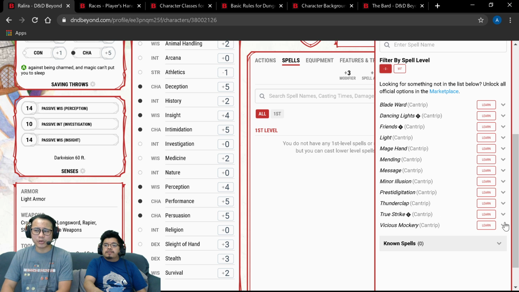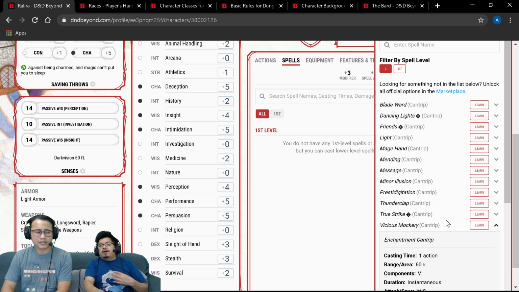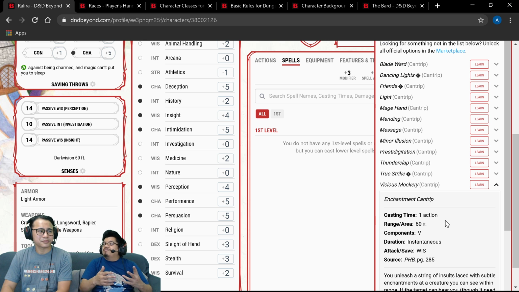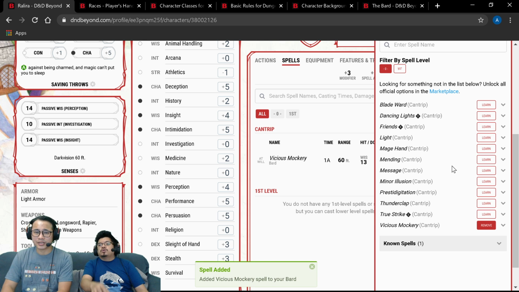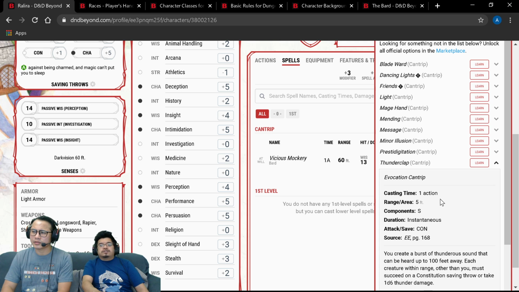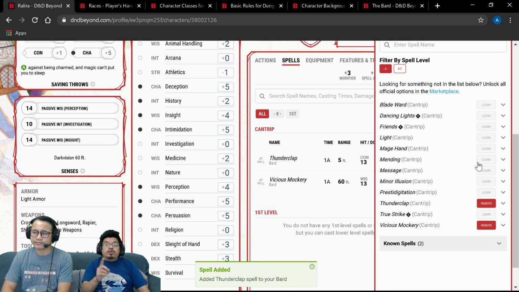Very economical. Vicious Mockery, I would say, is one of the best known bard spells there are because you get to insult people. And if you are successful, you inflict psychic damage. So that's pretty cool. We're going to talk about what a successful cast means. We get to choose one more, and to make it simple, I'm going to choose Thunderclap because I think it's amazing. That's because you create sound that can be heard up to 100 feet away, and it hurts everybody that hears it, including your team.